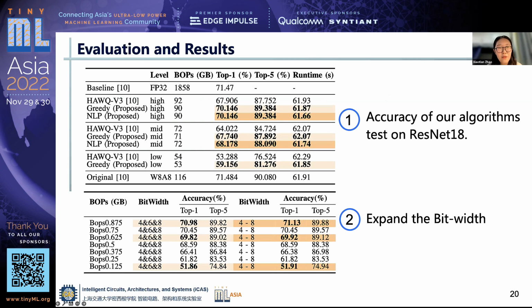This is the evaluation result of our experiment. The first table is our algorithm tested on ResNet 18. We can see that there are 3 different BOPS levels, which are high, mid, and low. For different BOPS levels, our method all has higher accuracy than the state-of-the-art strategy HAWQ v3. Then we want to be more creative, and we expand the bit weights from only int4 and int8 to each bit between int4 and int8. We observe that for some models, like the ones highlighted in orange, there is an accuracy improvement.